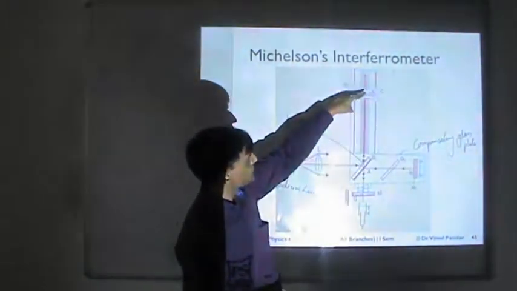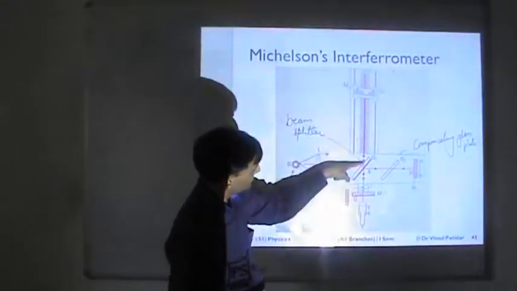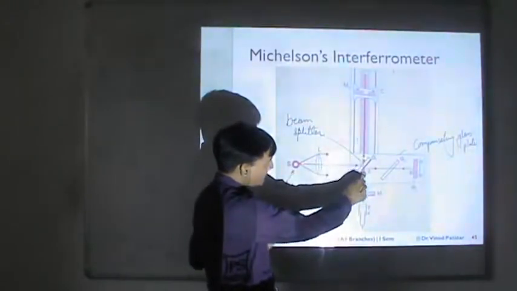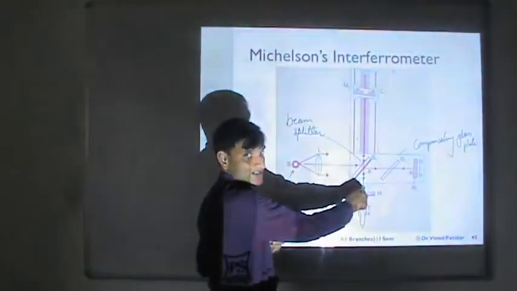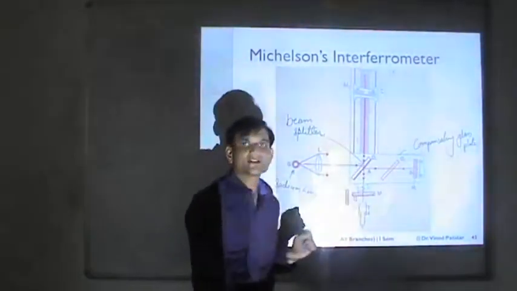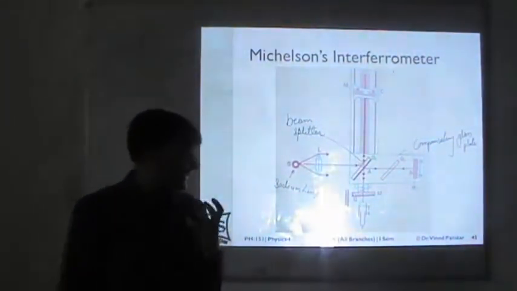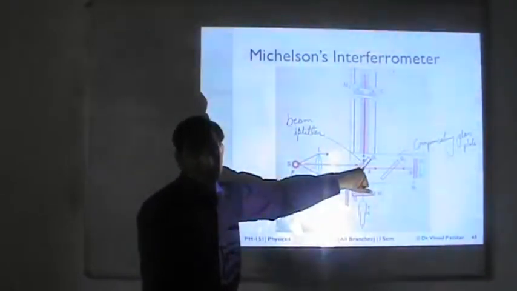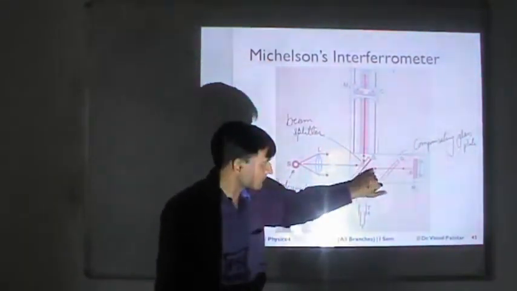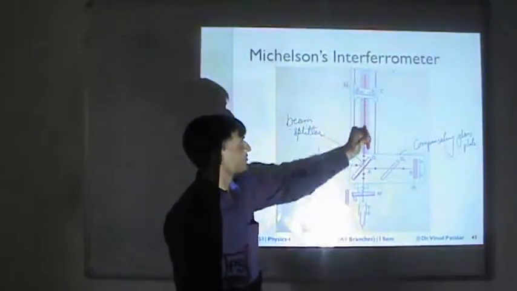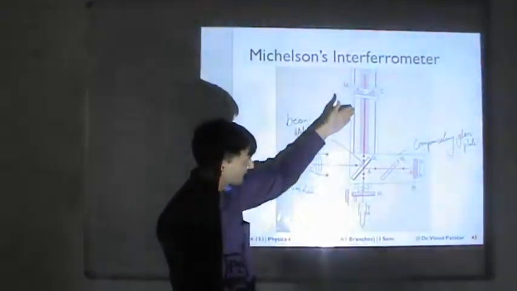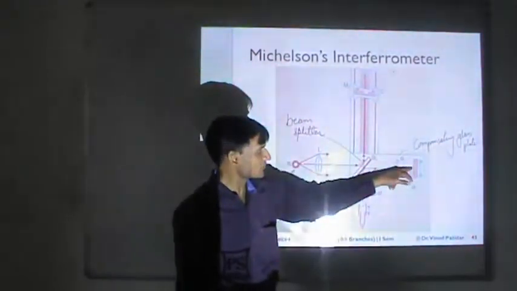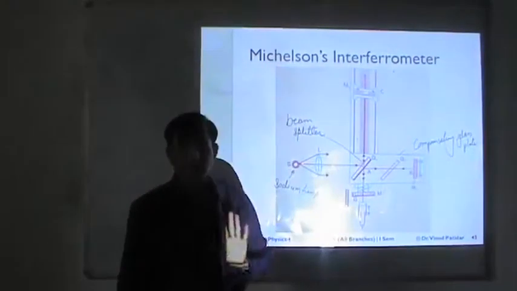Now the beam which goes to the mirror M1 comes back and follows the path through refraction only and comes to the telescope. So what is happening here? The incident ray is split here, so some portion is going to the mirror M2, some portion is going to the mirror M1. It comes back and reaches the telescope. This also comes back and reaches the telescope.